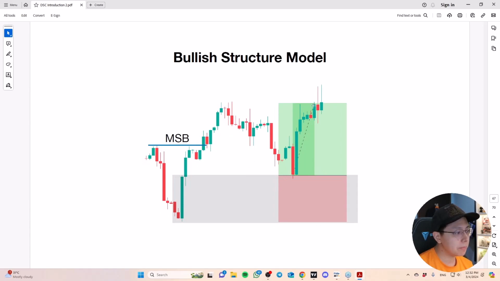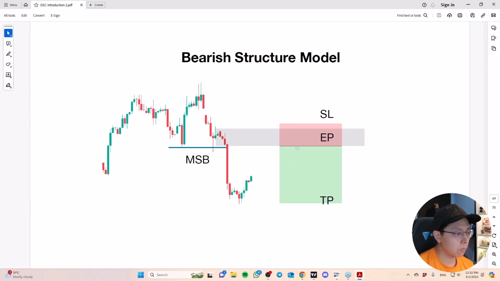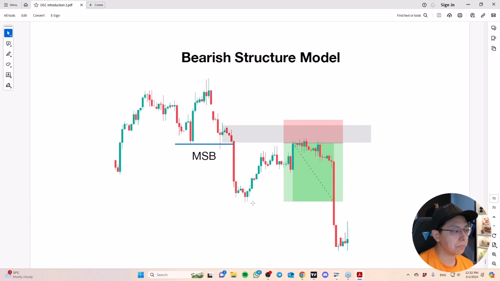Now if you flip it to the opposite side, it's quite similar, just a mirror of it. We have the same thing: fair value gap, supply zone, swing high, swing low. If the market pulls back, that's the entry at the bottom of a supply zone if you're looking at a sell. Stop loss at the swing high, and then of course the target at the swing low. This example hits it very nicely and moves.